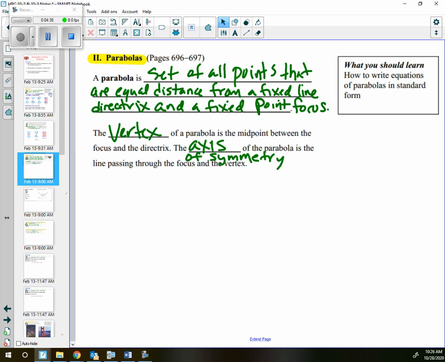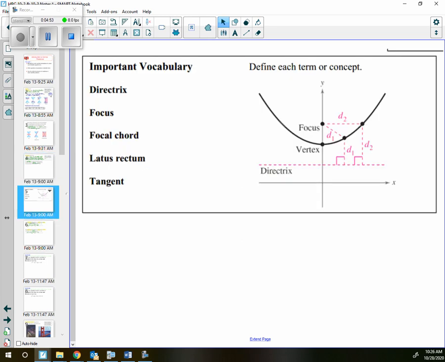The vertex, we're very familiar with this. We've talked about that. The vertex of a parabola is the midpoint between the focus and the directrix. It's on the axis of symmetry, and we know that axis of symmetry goes right through the focus and the vertex. It cuts that parabola in half. I have a picture that we're going to talk about so we can see what that looks like. I put it up in the important vocab area to describe what we just talked about.